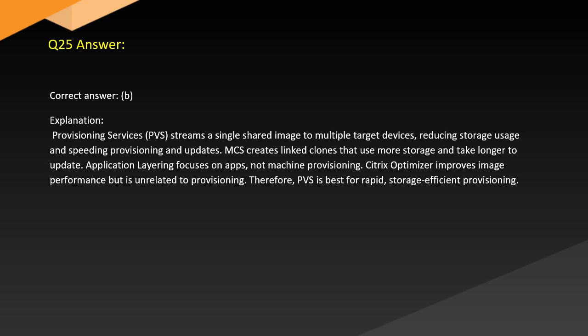Answer. Correct answer, B. Explanation. Provisioning Services (PVS) streams a single shared image to multiple target devices, reducing storage usage and speeding provisioning and updates. MCS creates linked clones that use more storage and take longer to update. Application layering focuses on apps, not machine provisioning. Citrix Optimizer improves image performance but is unrelated to provisioning. Therefore, PVS is best for rapid, storage-efficient provisioning.